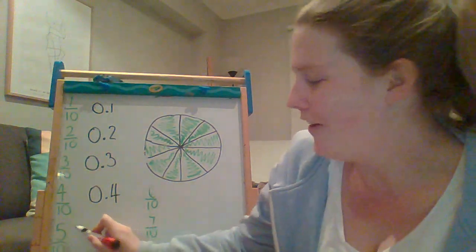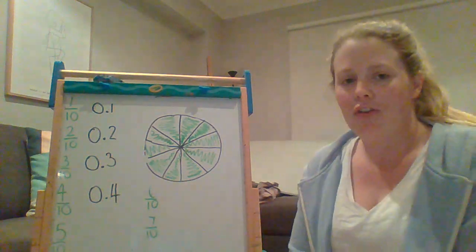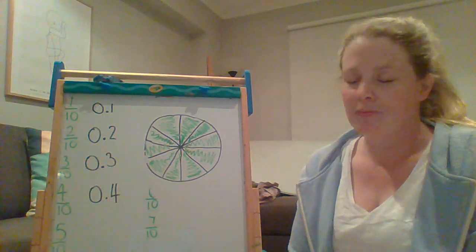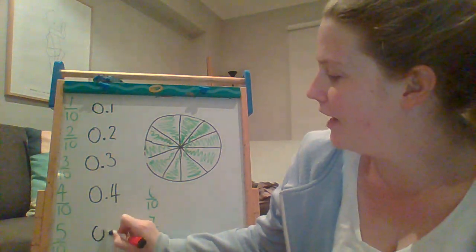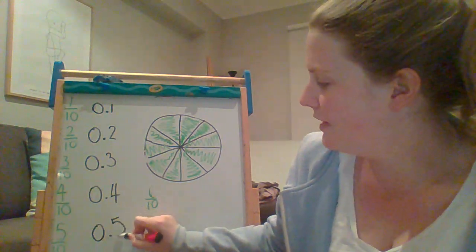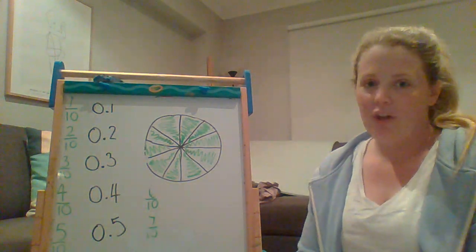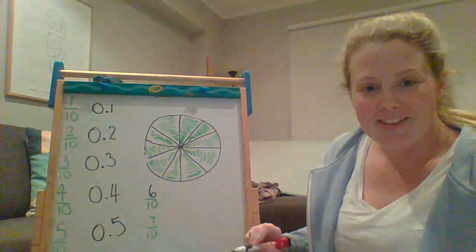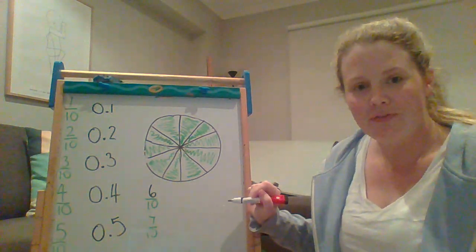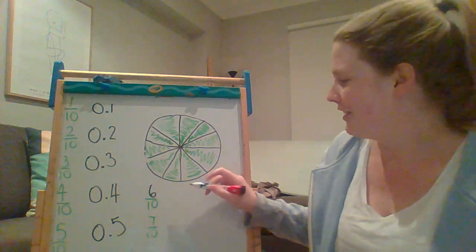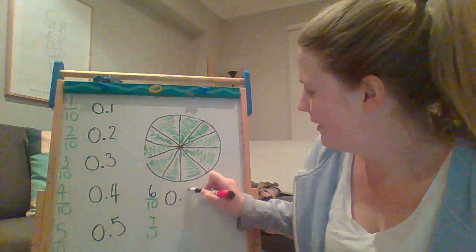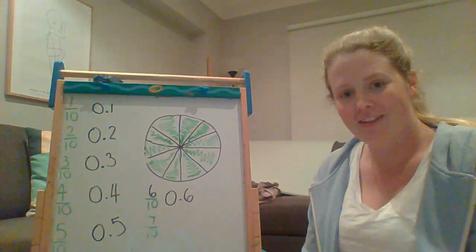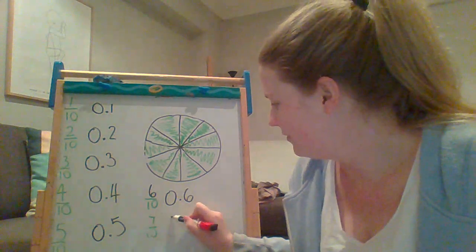Well done. All right, 5/10. Have a go at 5/10. What would 5/10 look like as a decimal? I'm going to write it here. 5/10. Excellent. What would 6/10 look like as a decimal? Have a go. Excellent. If you got a 0, a decimal point, and a 6, you got it correct. 7/10.